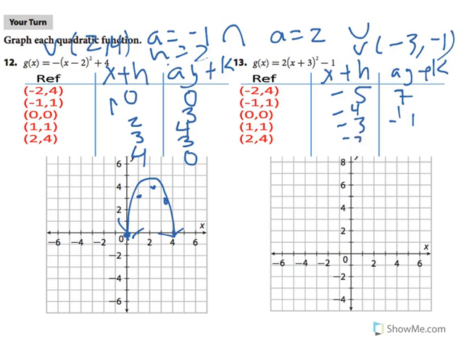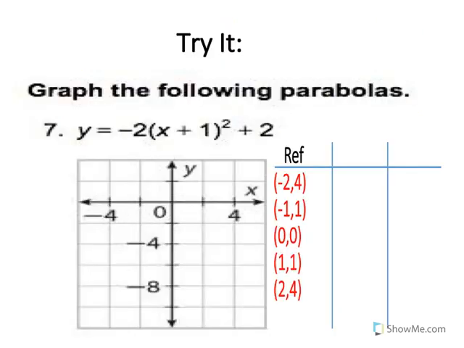1 minus 3 is negative 2. 1 times 2 is 2, 2 minus 1 is 1, and 2 minus 3, negative 1. So 4 times 2 is 8, minus 1 is a 7. So negative 5 and 7 is here, negative 4 and 1, and negative 3, negative 1. Negative 2 and 1, and negative 1 and 7. So this is our graph. Right? Okay. So I'm going to have you guys try this out.